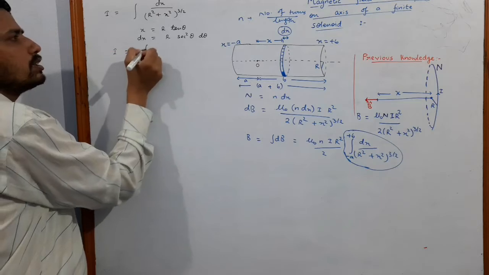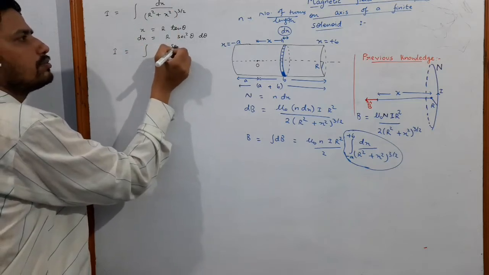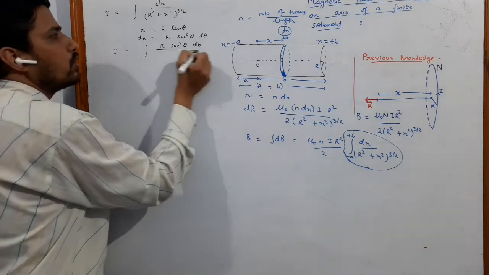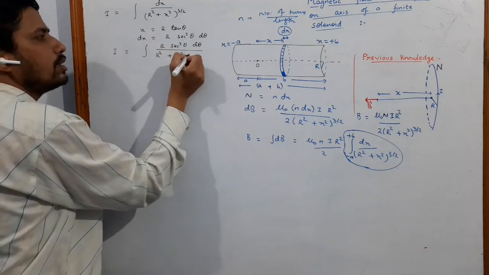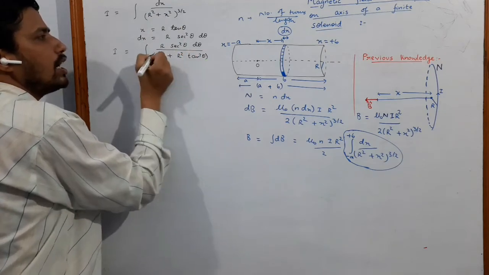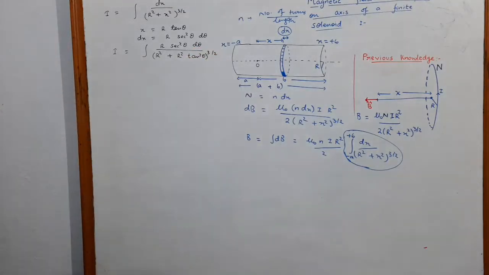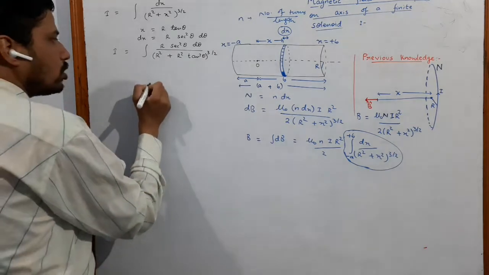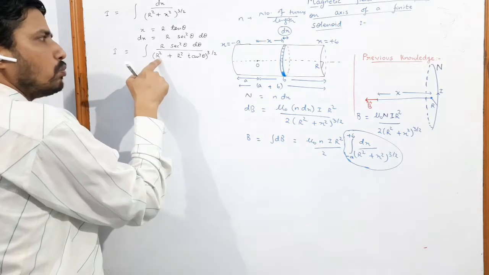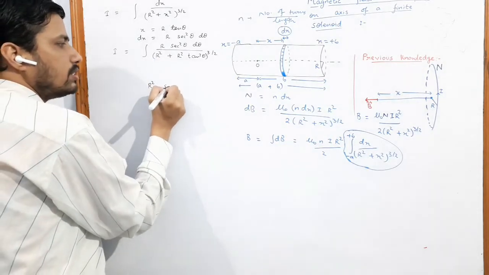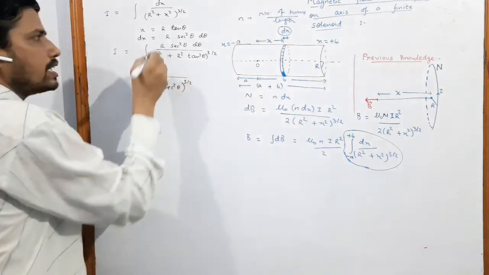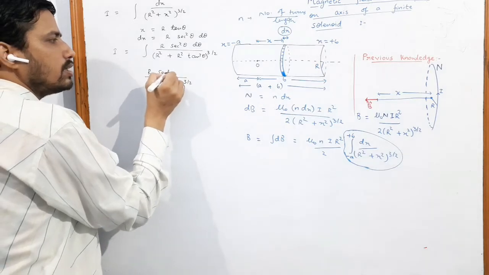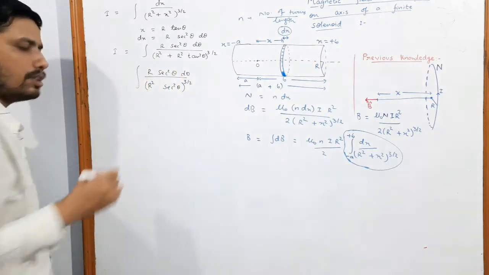Therefore our integral becomes, instead of dx we will put this value, upon r square plus x square, which will be r square tan square theta, and whole to the power 3 by 2. Now in the denominator you can see we can take r square common. If we take this r square common, we will be left with 1 plus tan square theta, that is nothing but sec square theta, and whole to the power 3 by 2. And in the numerator we have r sec square theta d theta, integration.